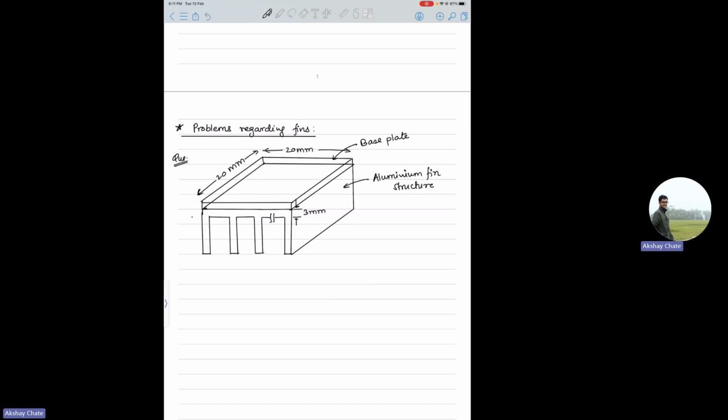Length of each fin is given as 15 mm, and through these channels the air flows, which is at T infinity, I mean bulk temperature of air is around 20 degrees Celsius, and the convective heat transfer coefficient is given as 100 watt per meter square Kelvin.